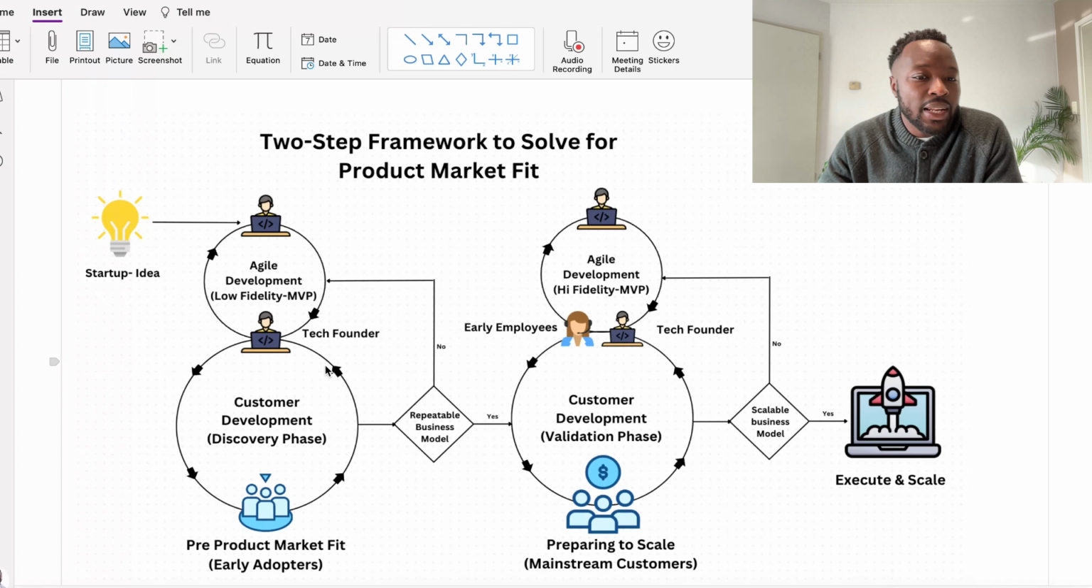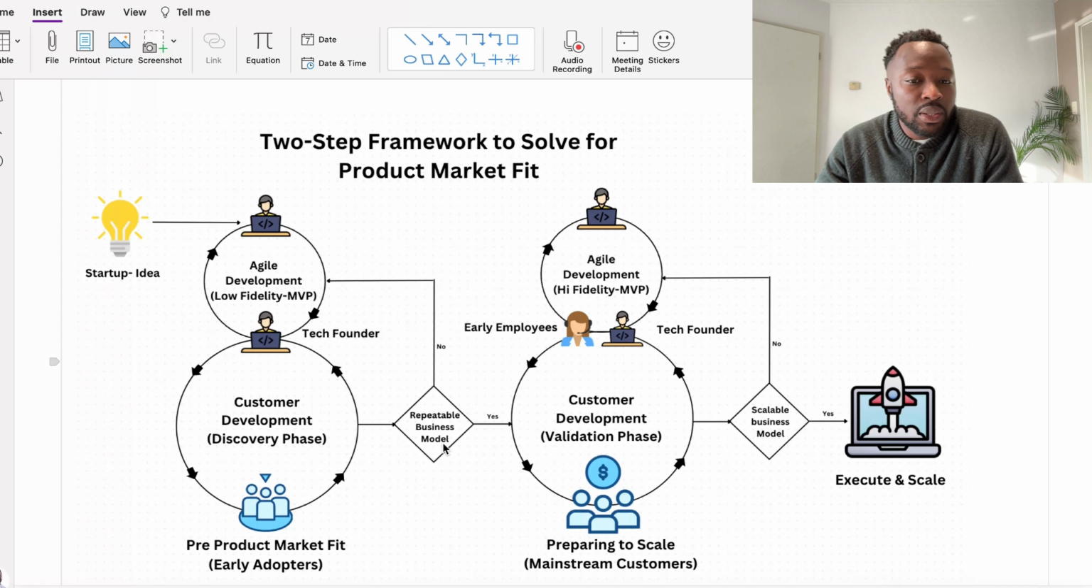When you keep building and learning from your early adopters, then you have to answer the question: is your business model repeatable? Repeatable in the sense that, can I keep doing this and getting the same result? So that is why you, as a tech founder, have to lead the first phase.